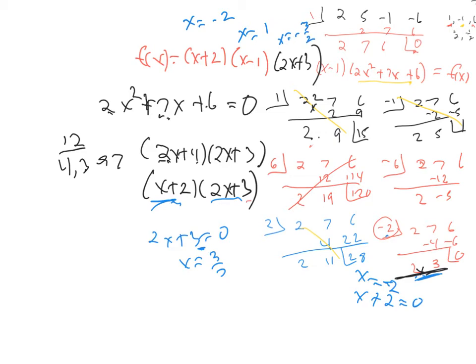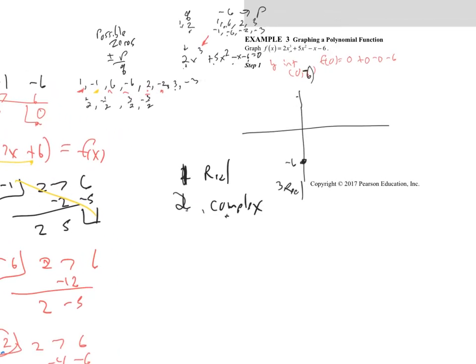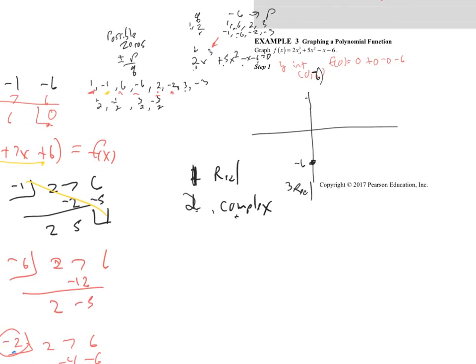Those are my zeros. So go to my graph and find my negative 2, 1, 2.